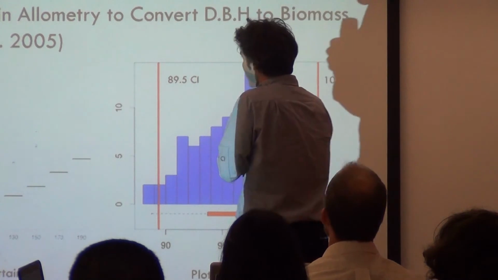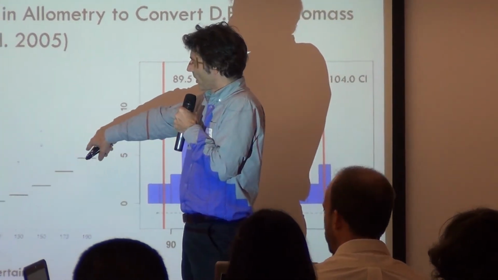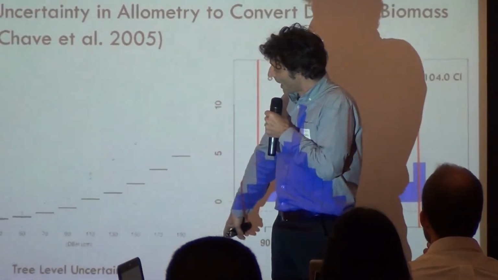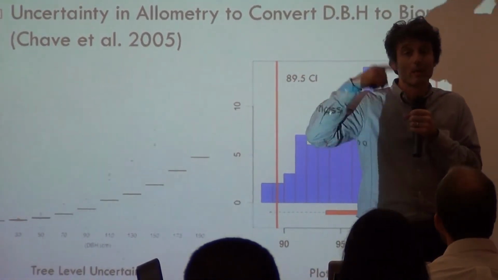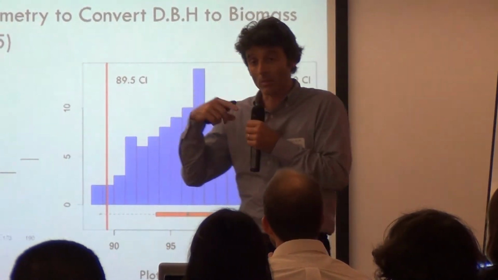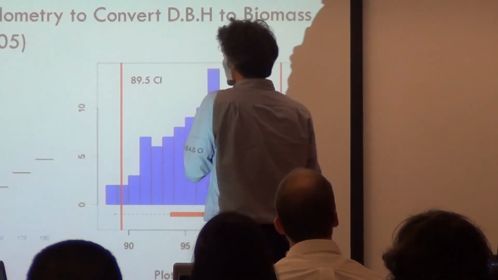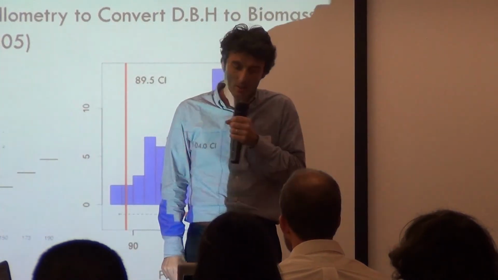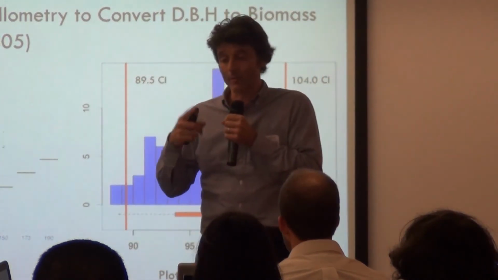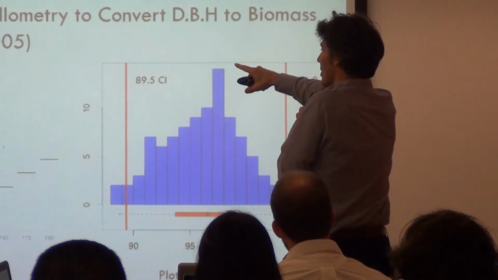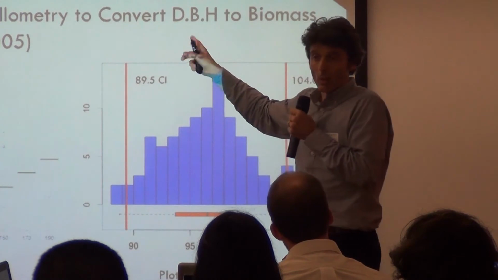Now, I'm sorry, it's difficult to see this plot on the left here, but what the plot on the left is showing, at the three levels, is what the uncertainty is as a result of the allometry. So we are able to simulate the uncertainty of the estimate of biomass using Chave's general equation, okay?